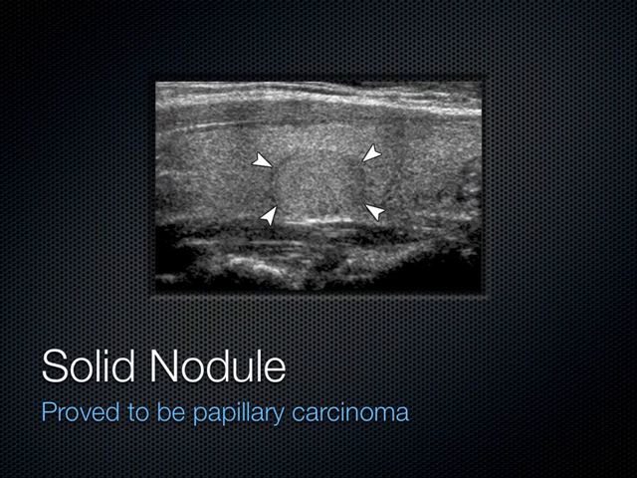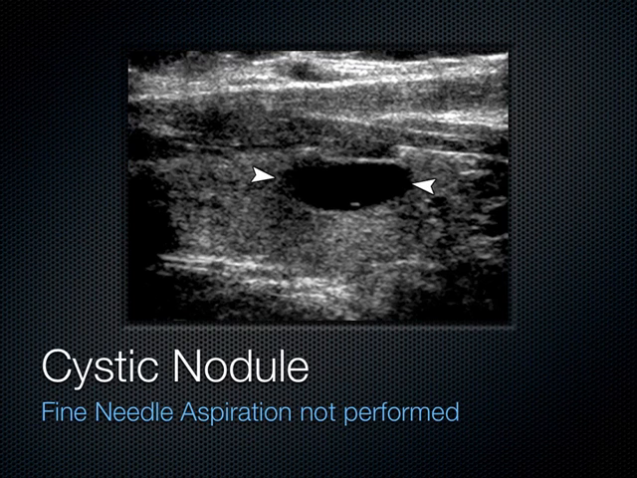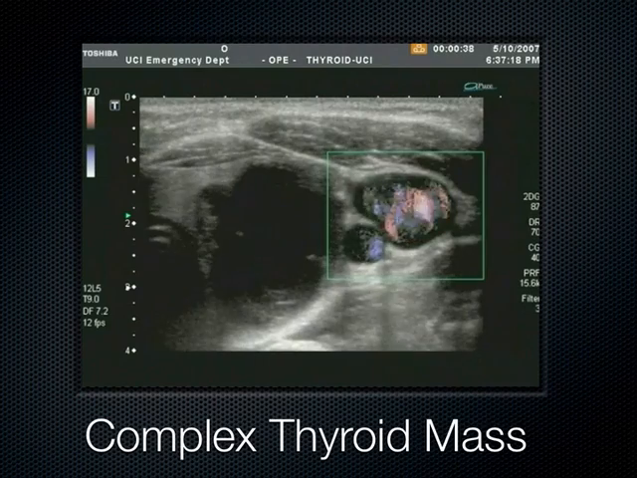Here's just a solid thyroid nodule. This turned out to be papillary carcinoma. And this is an example here of a cystic nodule. Under fine needle aspiration, this turned out to be a benign lesion. You can see it's just a very simple, very cystic looking nodule with no internal components to it whatsoever.